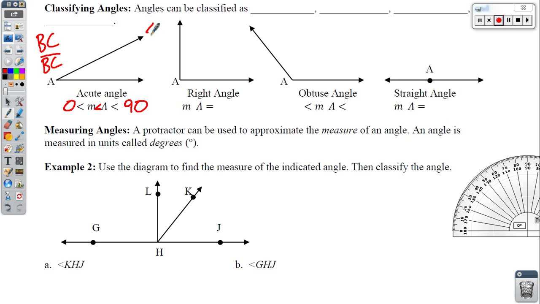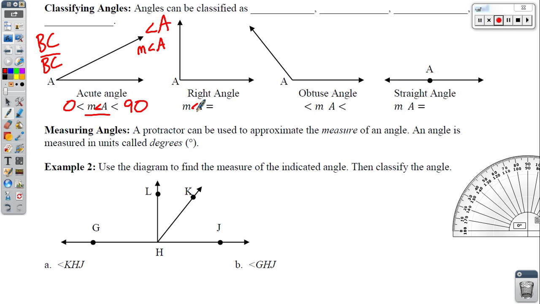So if I say angle A like that, that's talking about the object, the angle itself. But if I have M with an angle A, that means the measure of angle A. That's talking about how many degrees the angle is. Okay, so if we're talking about the measure of angle A here, that's got to be between 0 and 90 if it's going to be an acute angle.